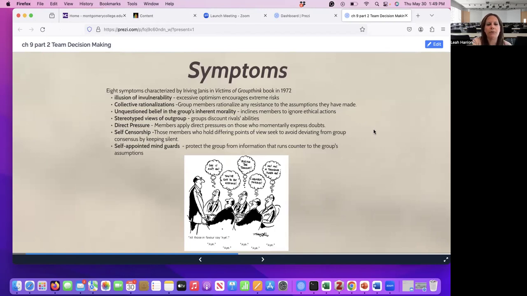That was an example of groupthink. There are 8 symptoms characterized by Irving Janis in his 1972 book Victims of Groupthink: an illusion of invulnerability, collective rationalizations, an unquestioned belief in the group's inherent morality, stereotyped views of outgroups, direct pressure, self-censorship, and self-appointed mind guards.